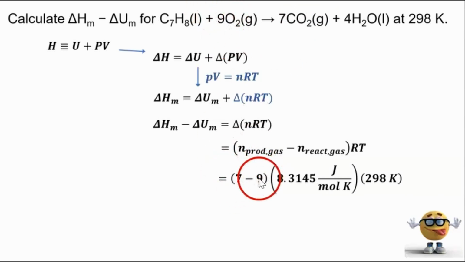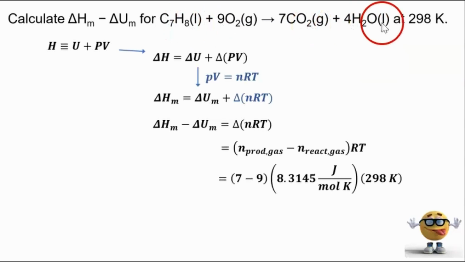And when this occurs, we react 1 mole of C7H8. So that'll give us a molar quantity because these quantities are per mole. And in this balanced equation, we have a 1 right here, a 1 mole. So 7 minus 9. And it's at a constant temperature.